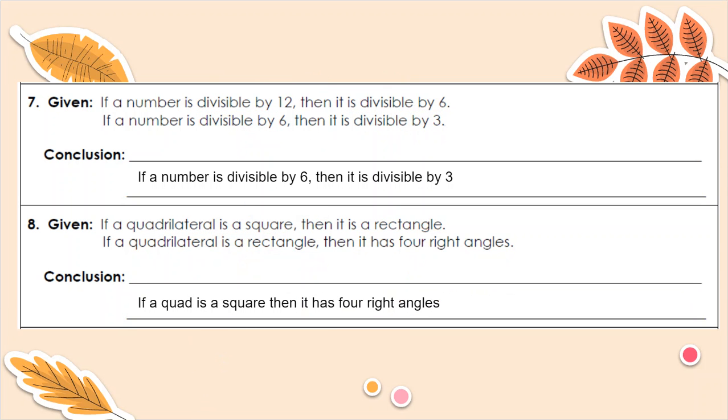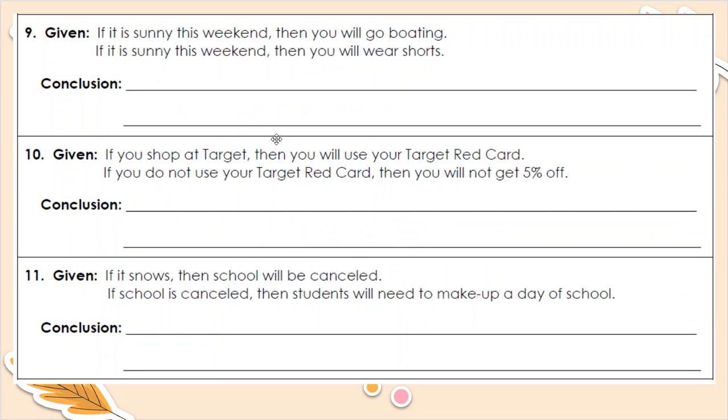All right. Now let's look at a couple of exceptions. So for number 9, we have if it is sunny this weekend, so we have sunny weekend for P, then you will go boating. So if it's sunny, then you will go boating.